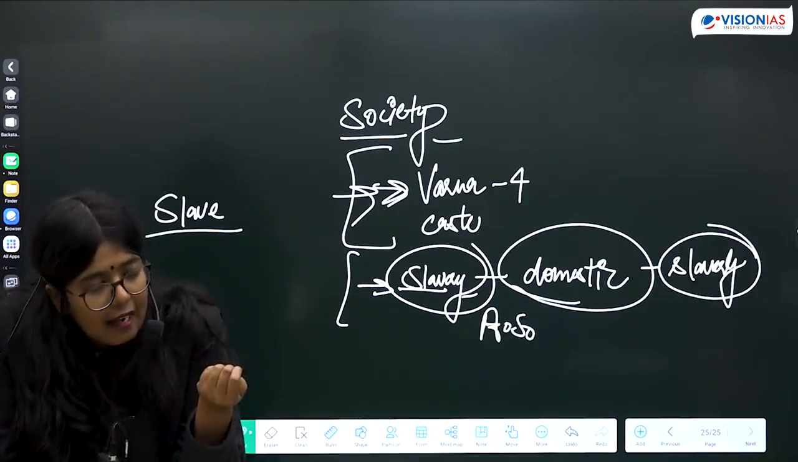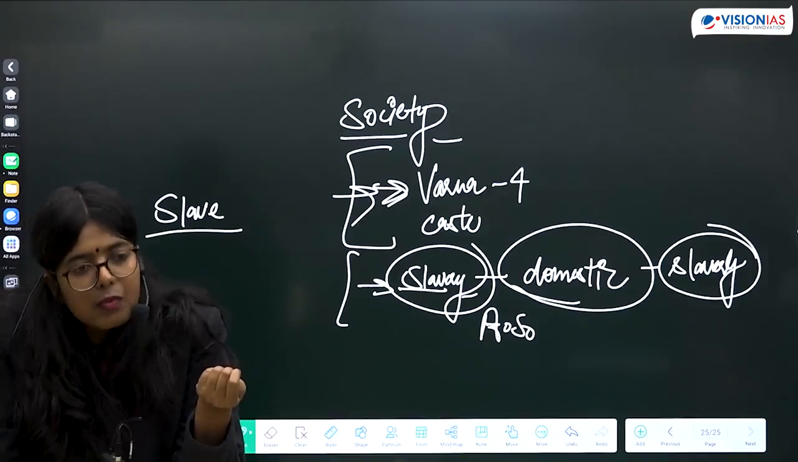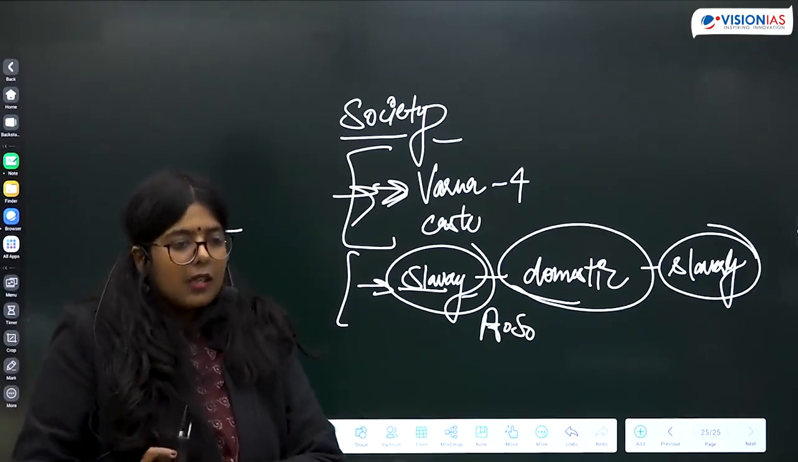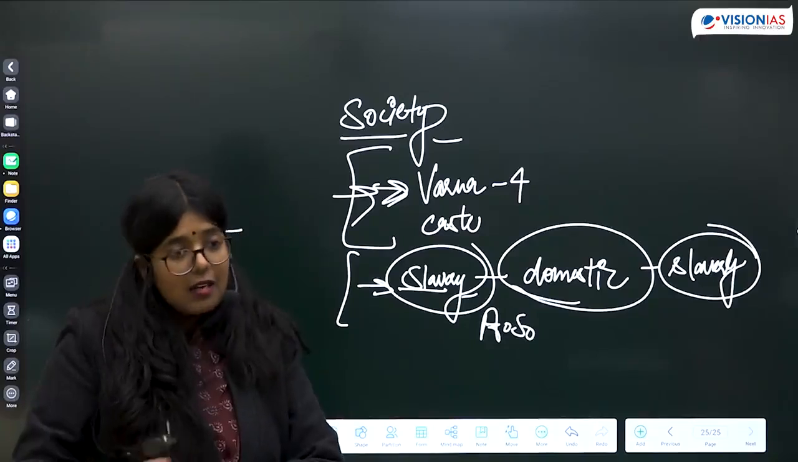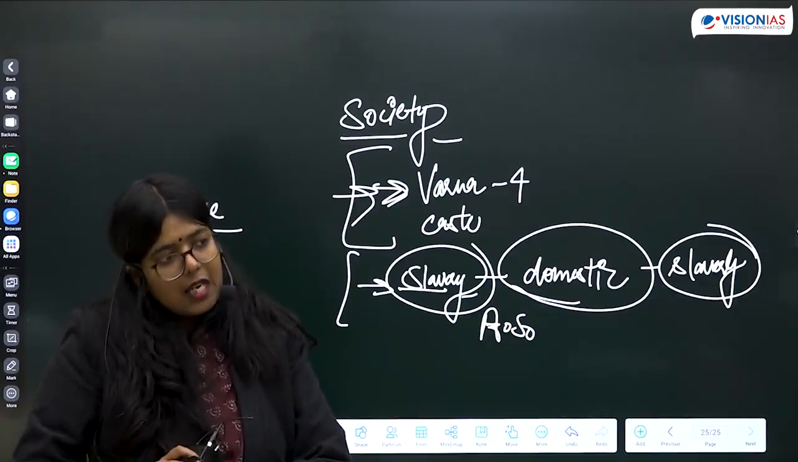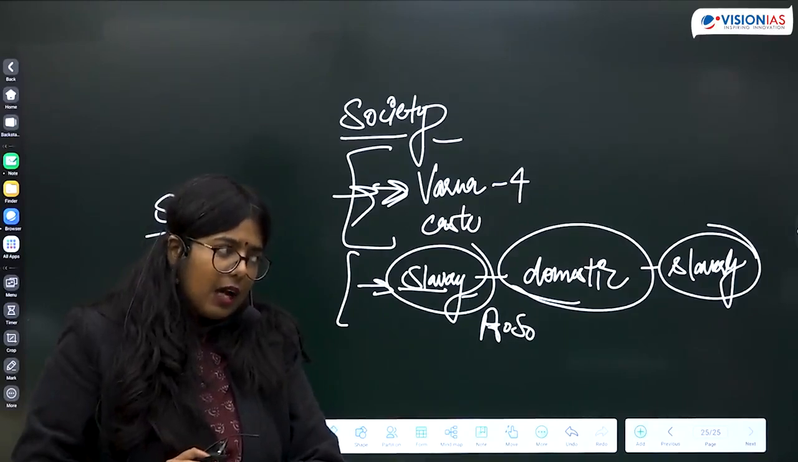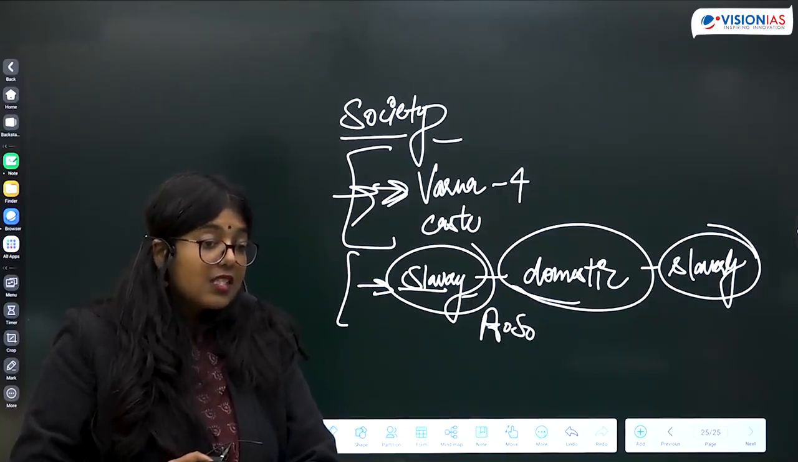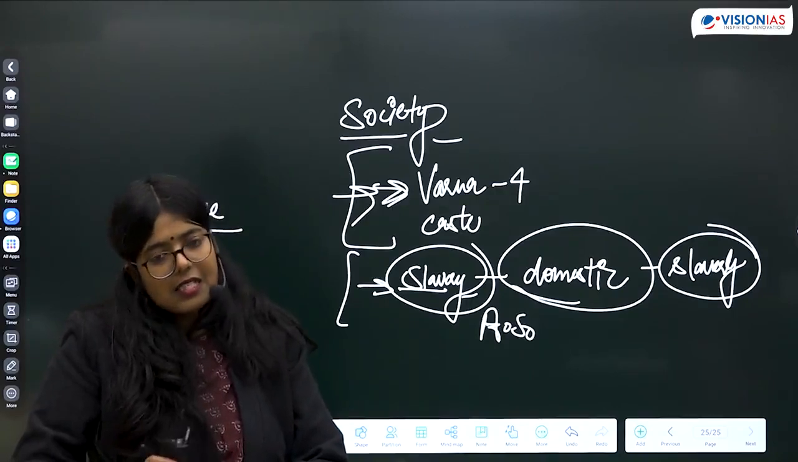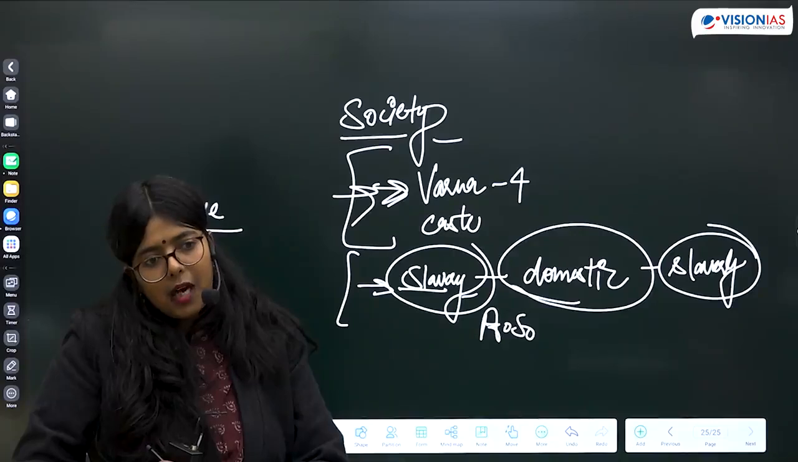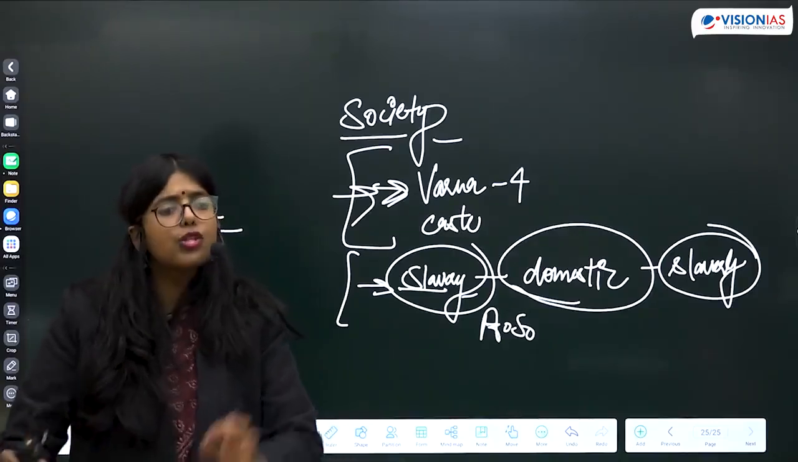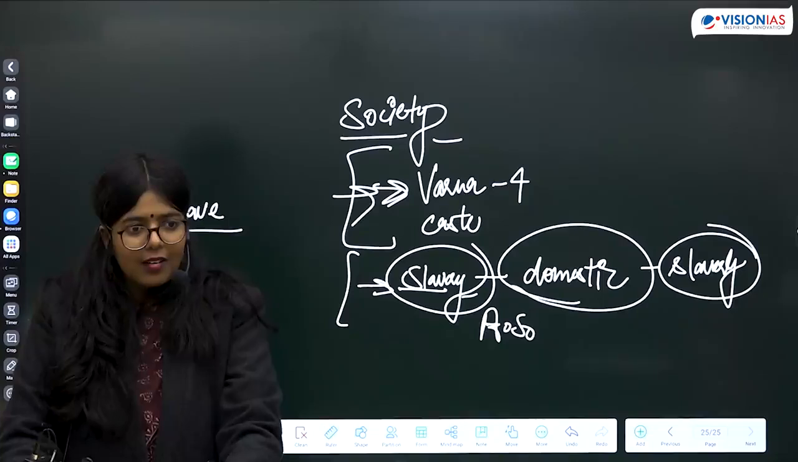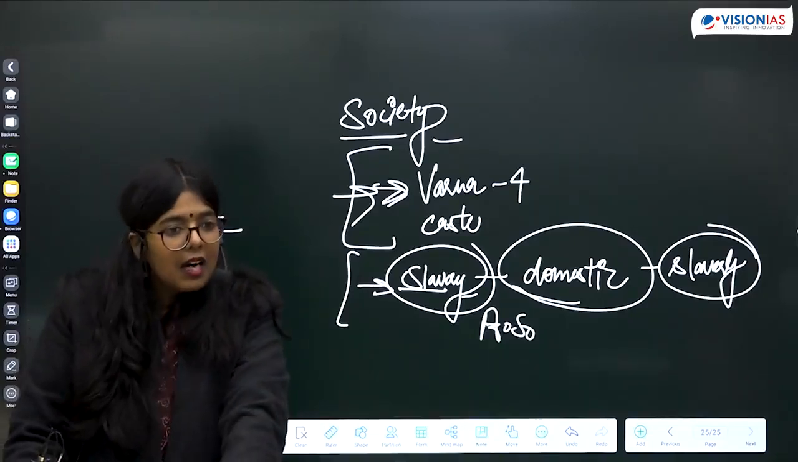Second, they can become slaves when they are prisoners of war, because when people are captured in a war, they are converted into slaves. That is a second method. When it comes to the question of whether an Arya can become a slave or not, Arthashastra is strictly against it. Arthashastra says that a person can become a slave due to judicial punishment, but that punishment also has an end date. So then again that person will become an Arya.